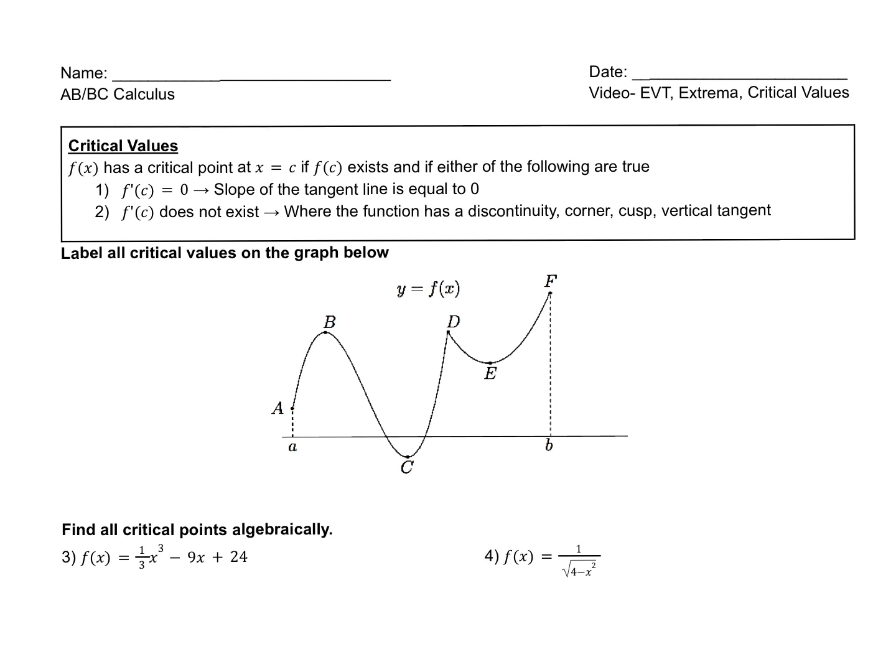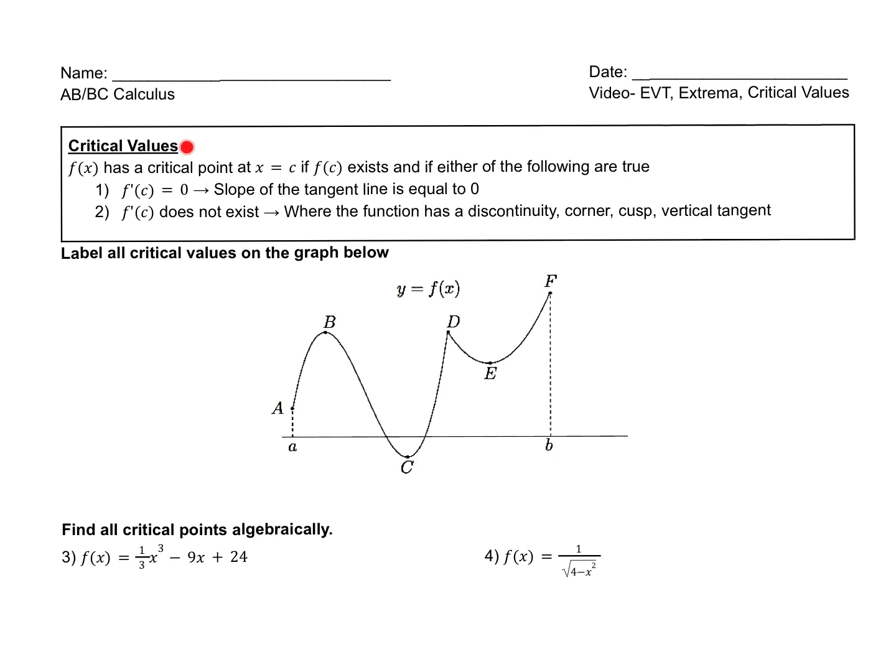Hi everyone. In today's lesson, we're going to talk about a concept called the extreme value theorem, extrema, and critical values. So first, let's start with the definition of what a critical value is. f of x, the original function, has a critical point at some value x equals c if f of c exists and if either of the following are true.